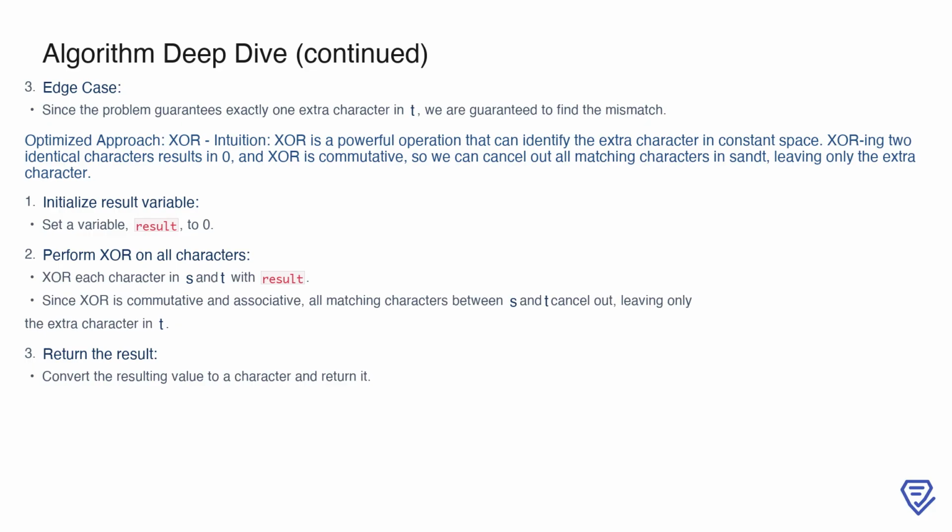Another optimized approach involves using the XOR operation. XOR is a clever and space-efficient method to identify the extra character. When two identical characters are XORed, the result is 0, and because XOR is commutative, the order of operations doesn't matter. This means all matching characters in S and T cancel out, leaving only the extra character.